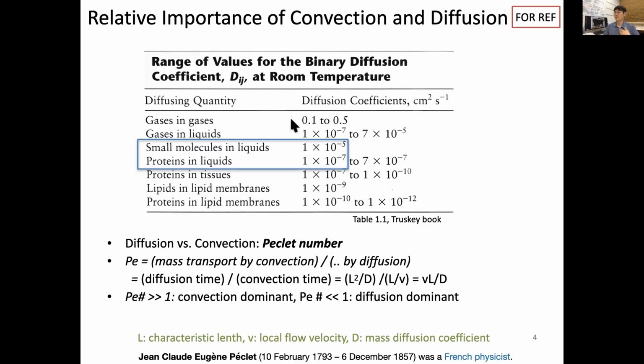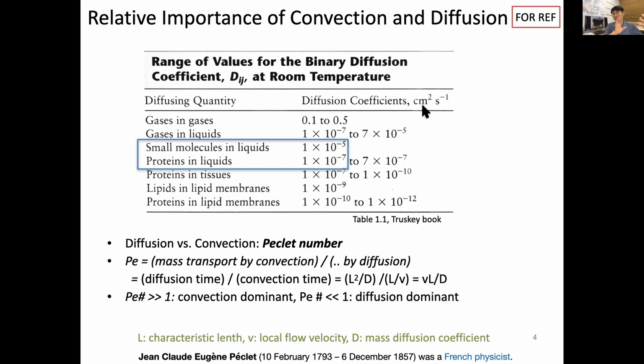So here I brought this table from the Truskey book, with some diffusion coefficients for mass diffusion. For example, small molecules and gases have about 10 to the minus fifth centimeter squared per second, while proteins inside liquid have about 10 to the minus seventh centimeter squared per second. That's something you want to keep in mind.